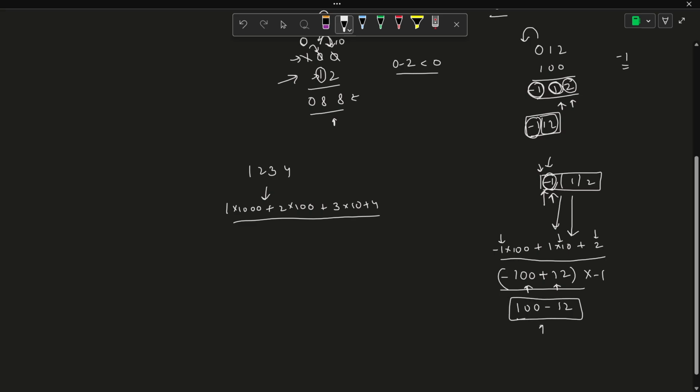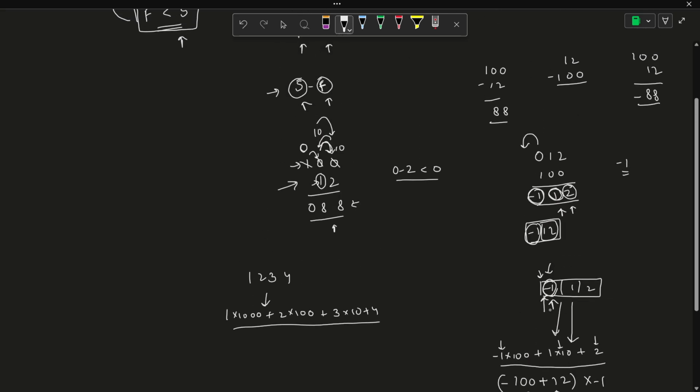So when you reduce the original number into this particular state, the second number will always be smaller than the first number. This is guaranteed. So 100 minus 12, you can easily calculate it to be 88, right? Which was the required answer.